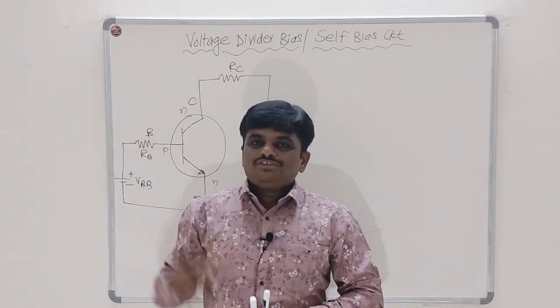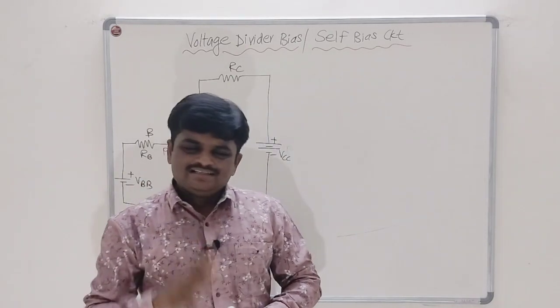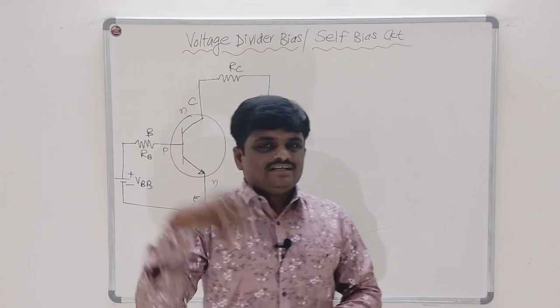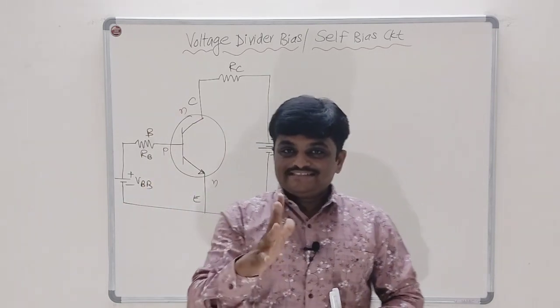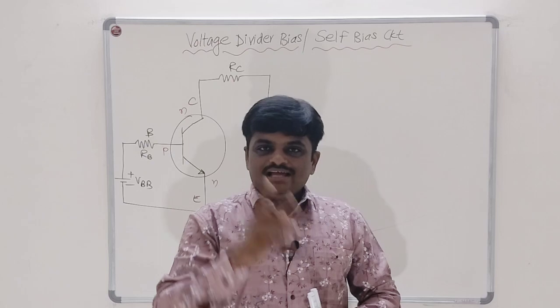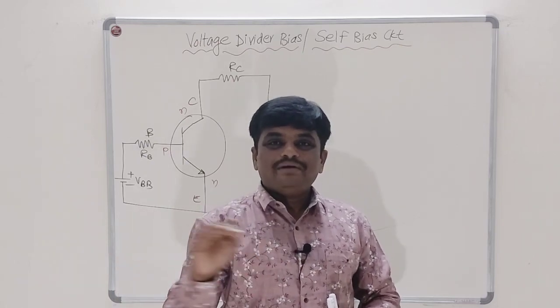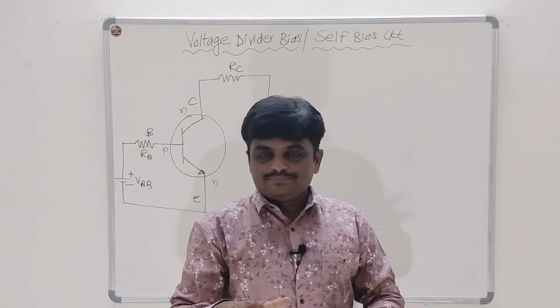Now what is the problem with this basic biasing circuit? Yes, it can work, but there are some problems associated with it. In the last video we have seen the DC load line and Q point. The Q point is the DC operating point, it is the biasing point, and it should be stable.